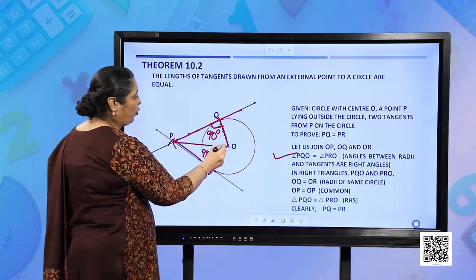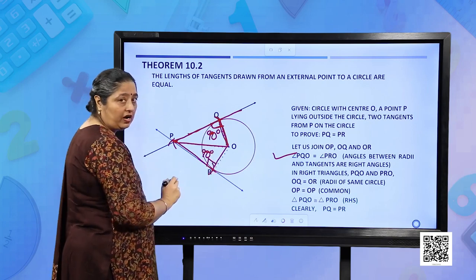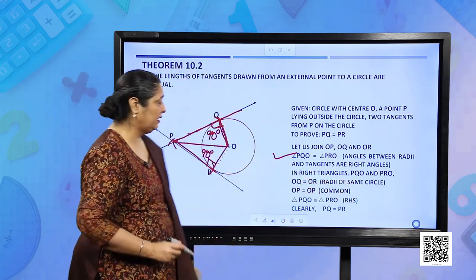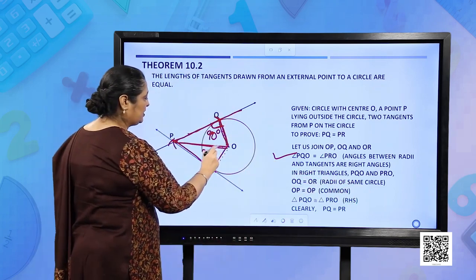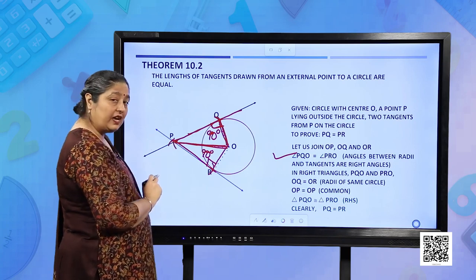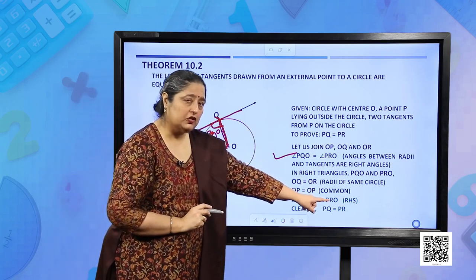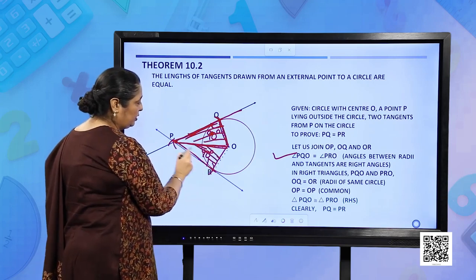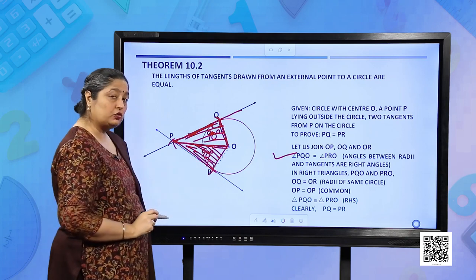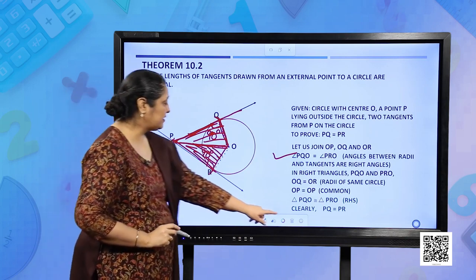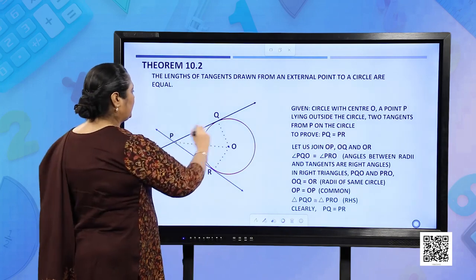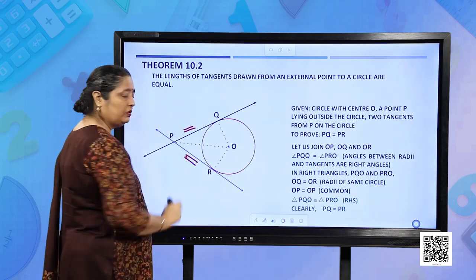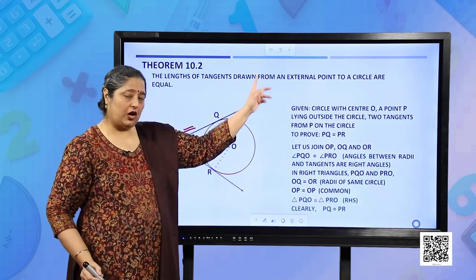Also, we know that OQ is equal to OR. Why are these two equal? Because they are the radii of the same circle. And OP is equal to OP. Again why? Because it is common. So, by RHS this triangle is congruent to this triangle. The two triangles are congruent. Since the two triangles are congruent, we can say that PQ is equal to PR, and this is what we had to prove. I hope it is clear.